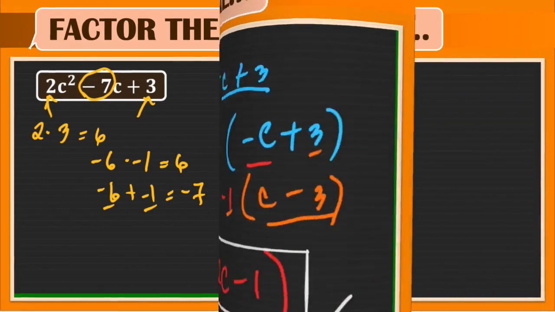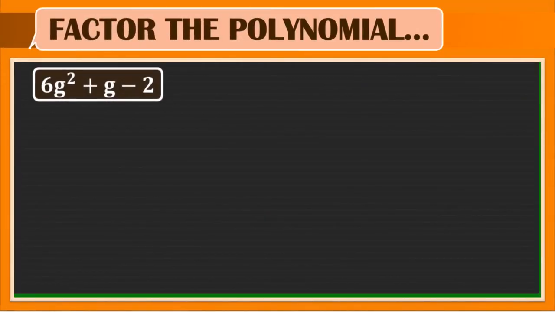That's it. Okay, let's have 6g squared plus g minus 2. First, let's multiply the leading coefficient 6 with the last term, negative 2. Take note of the negative 2. So we have 6 times negative 2, and that is negative 12. Then let's determine the factors of negative 12, in which the sum is equal to positive 1. Take note of the positive. Therefore, the bigger digit of the factor pair should have a positive sign, and the sum should be equal to 1.